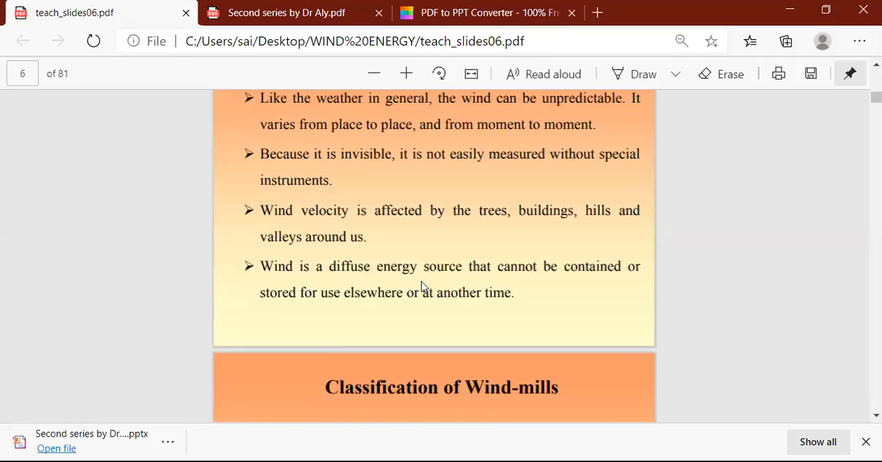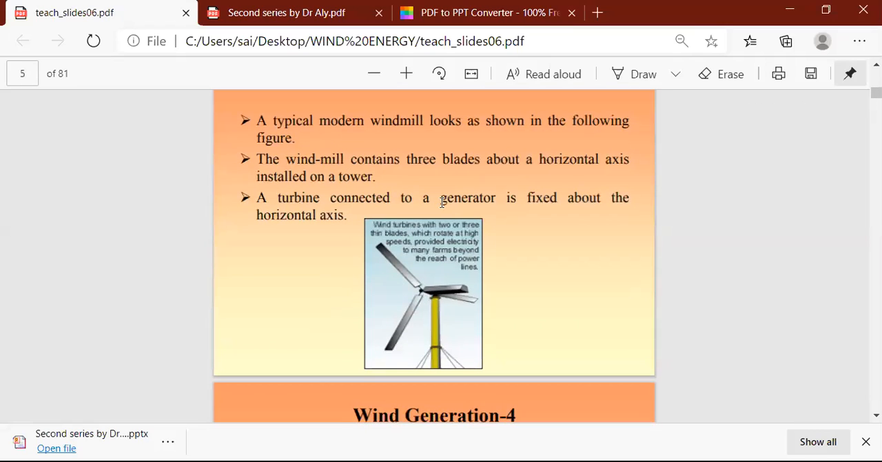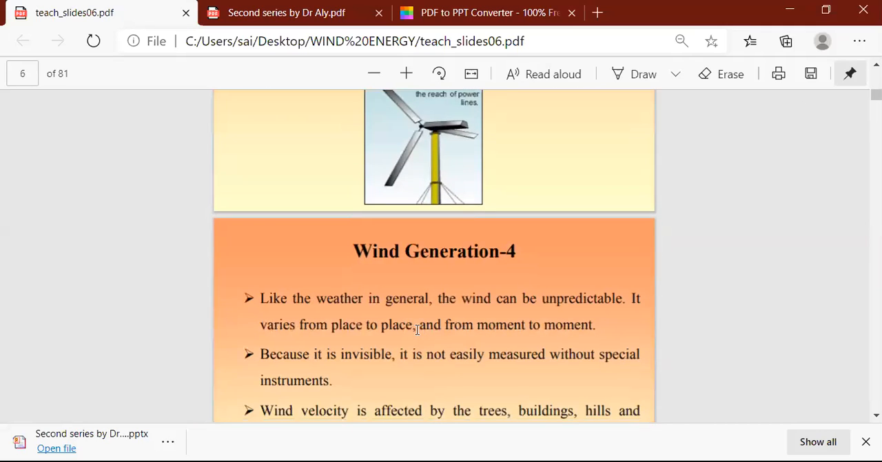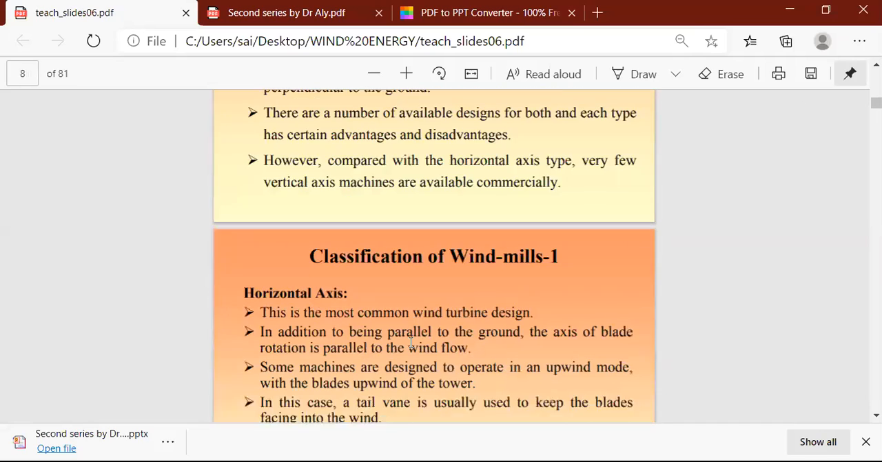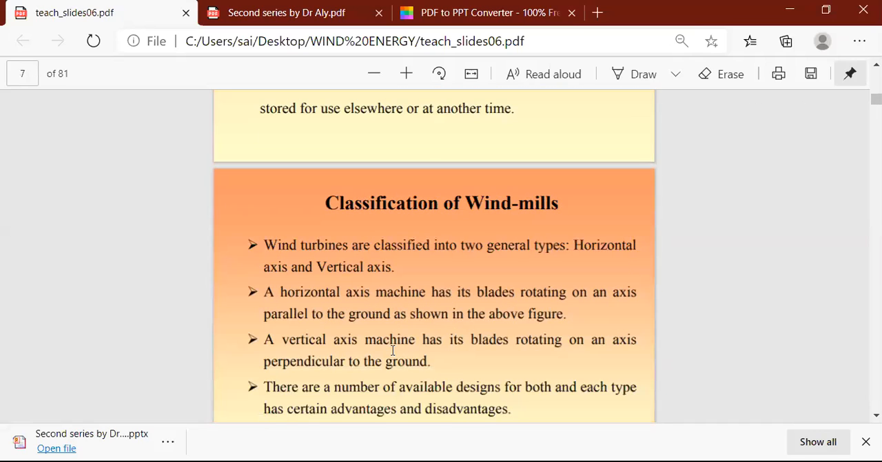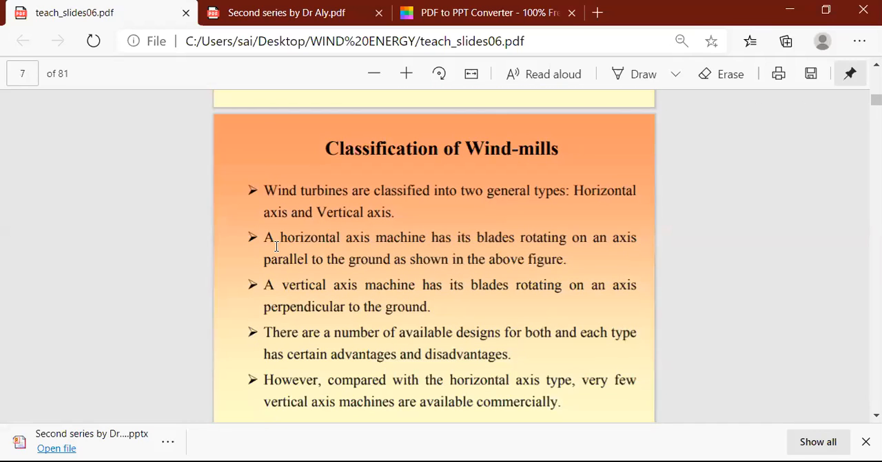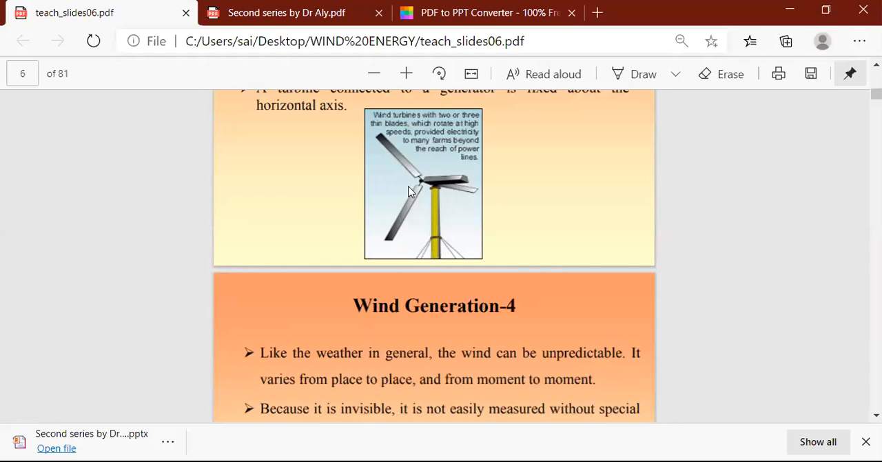Mostly horizontal axis windmills are used, but the vertical axis windmills also have their application in some specific areas. So what are those applications we are going to learn. There are two general types, horizontal and vertical. A horizontal axis machine has blades rotating on an axis parallel to the ground, as shown in the figure. These blades are parallel to the ground and exactly perpendicular to the nacelle that is mounted over a tower at a particular height.